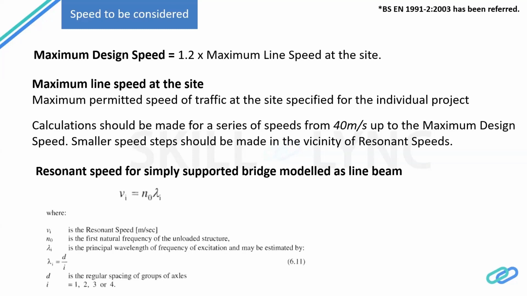Maximum speed, what they are telling is it is 1.2 times the maximum line speed. For example, in case of metro rail projects, the maximum line speed will be 80 kilometers per hour. So 80 multiplied by 1.2, that speed they will consider for performing the dynamic analysis. So they will start from 1 kilometer per hour, and they will increase with an interval of 20 kilometers per hour, 40 kilometers per hour, and up to the maximum design speed. Like this, they will perform the dynamic analysis and find the deck acceleration impact factor from that.